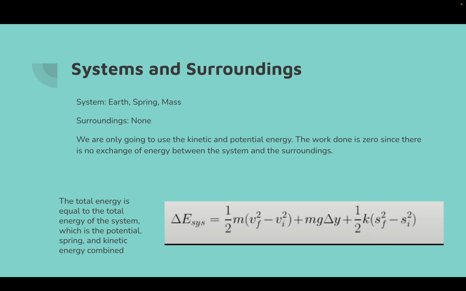Now let's look at the systems and surroundings. In this case, the system is the earth, spring, and mass, and the surroundings is none. Therefore, there is no work done because there is no energy being transferred between the system and the surroundings. The total energy is equal to the total energy of the system, which is the potential spring and kinetic energy combined. So it would be 1/2 m times v final squared minus v initial squared, which is the change in kinetic energy, plus the change in gravitational energy, or mg delta y, plus the change in spring energy, which is 1/2 k times s final squared minus s initial squared.